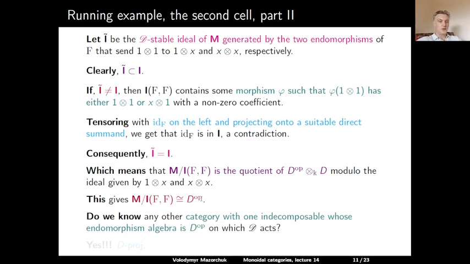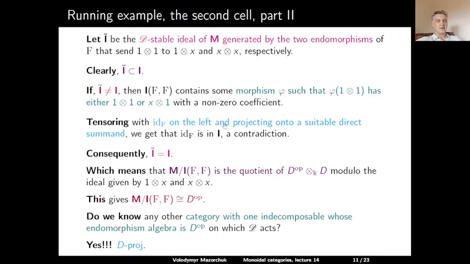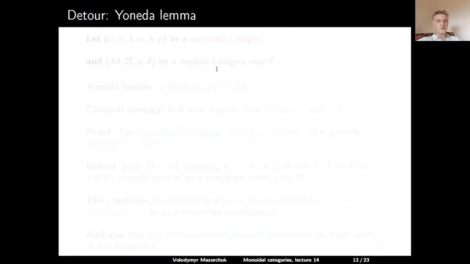So the question is, do we know any category with one indecomposable object whose endomorphism algebra is D op and on which D naturally acts? And the answer is yes. We know such category. It's a category of projective D modules. So a very natural guess should be that our cell representation for this left cell consisting of F should be the natural action of D on the category of projective modules over the dual numbers. So in order to prove this, we need to make a detour to Yoneda lemma.